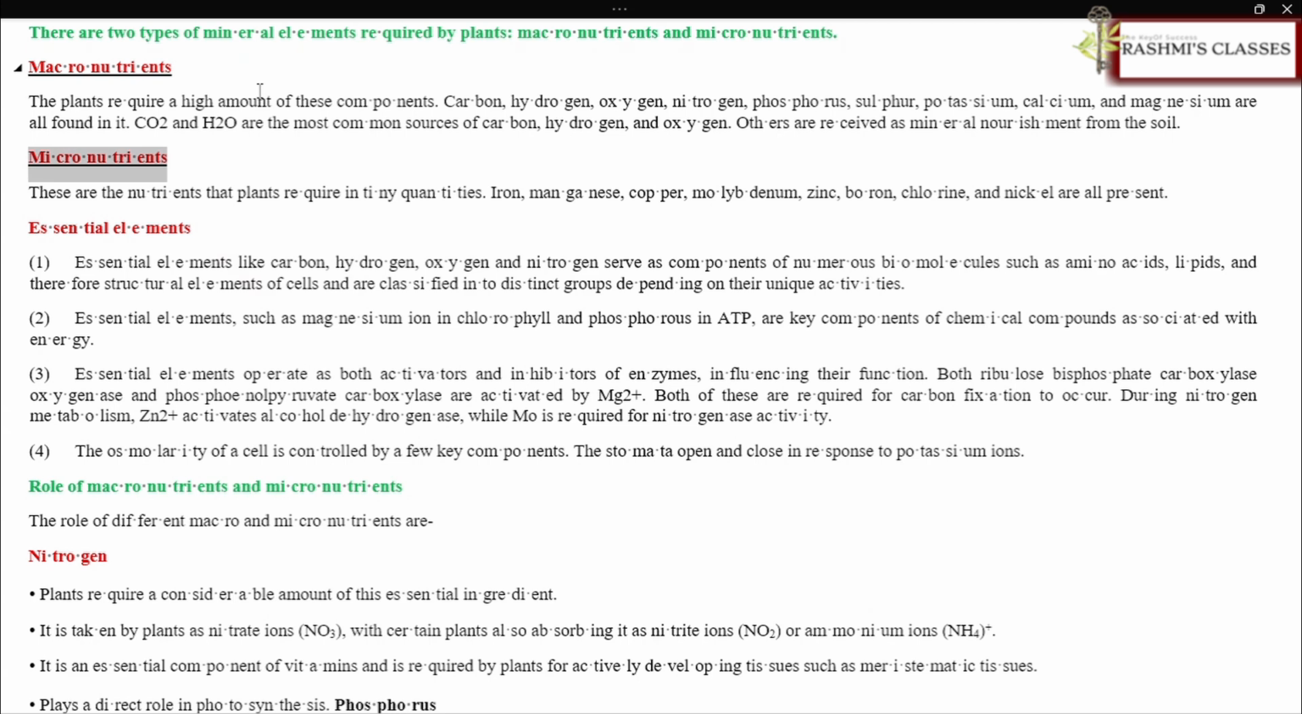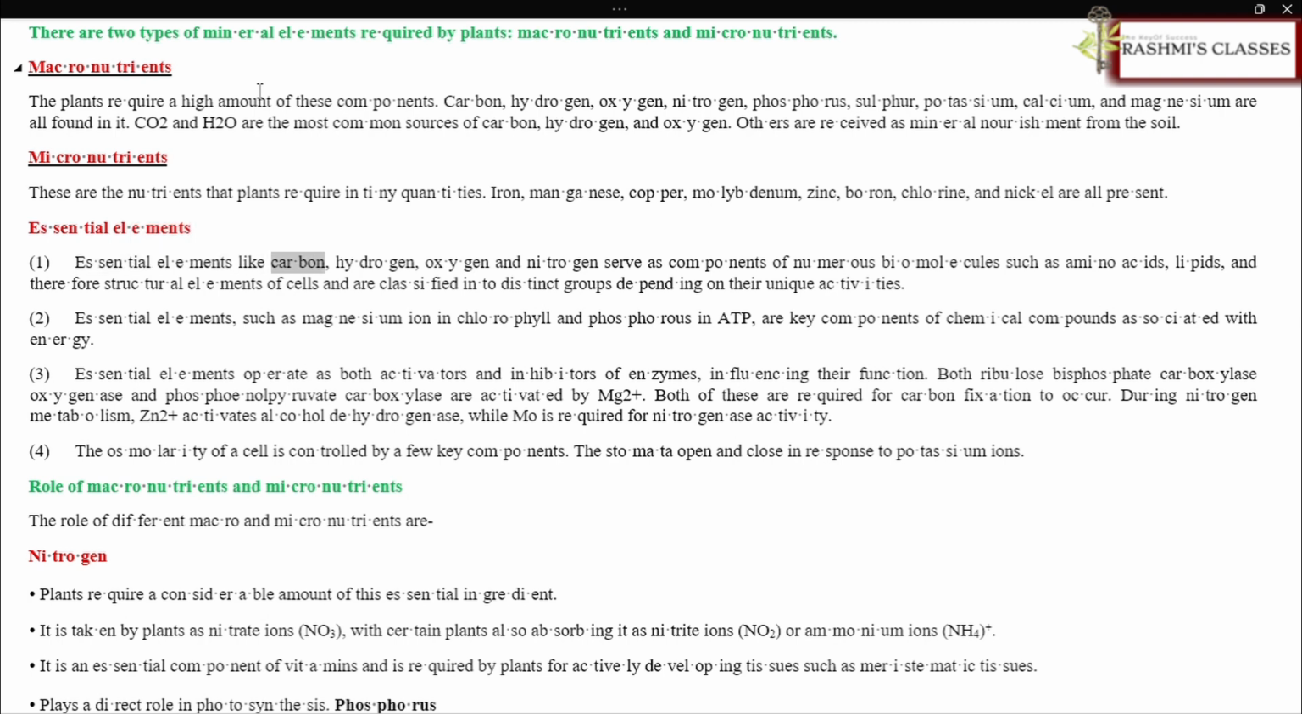Micronutrients. These are the nutrients that plants require in tiny quantities. Iron, manganese, copper, molybdenum, zinc, boron, chlorine, and nickel are all present. Essential elements.